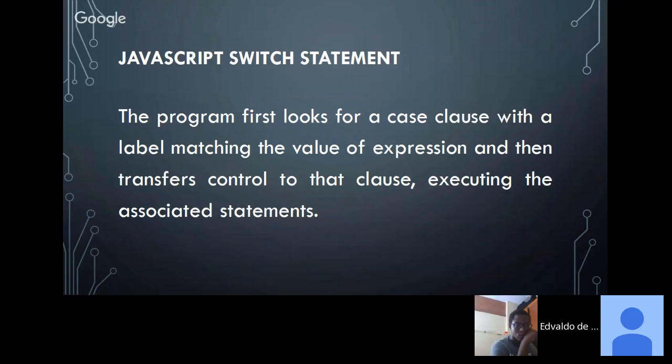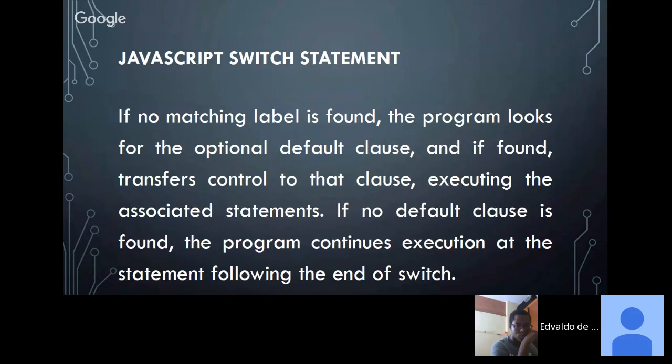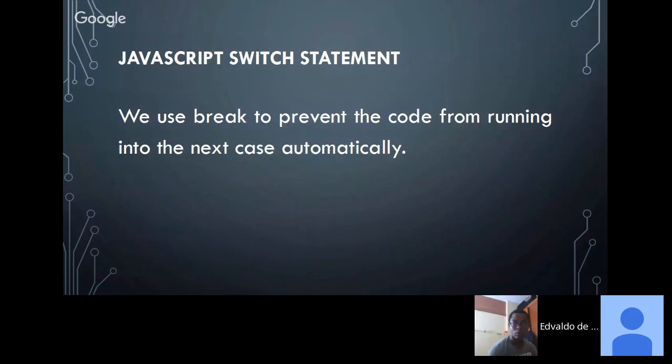The program first looks for a case clause with a label matching the value of the expression, and then transfers control to that clause, executing the associated statements. If no matching label is found, the program looks for the optional default clause, and if found, transfers control to that clause, executing the associated statements. If no default clause is found, the program continues execution at the statement following the end of switch. We use break to prevent the code from running into the next case automatically.